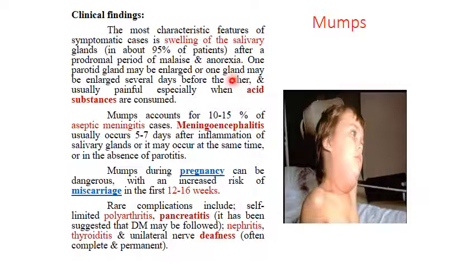Mumps during pregnancy can be dangerous, with an increased risk of miscarriage in the first 12 to 16 weeks of gestation. Rare complications include self-limited polyarthritis and pancreatitis. So it has been suggested that DM may follow pancreatitis.